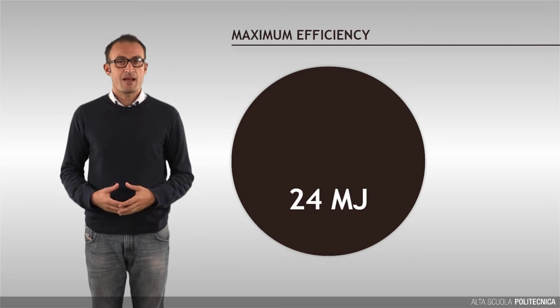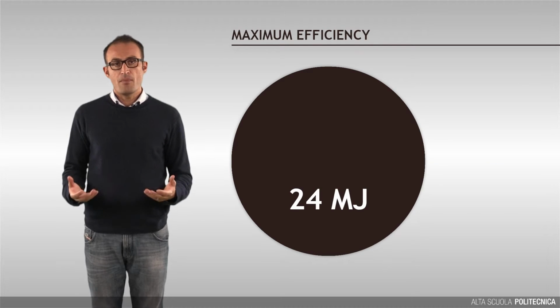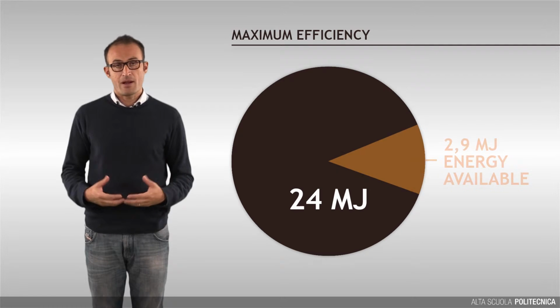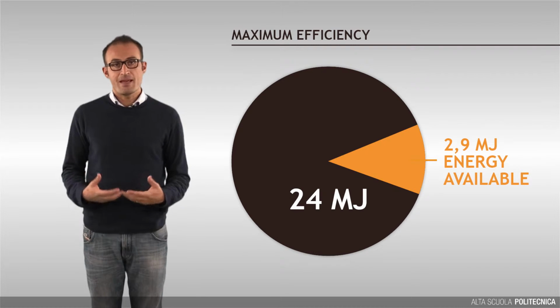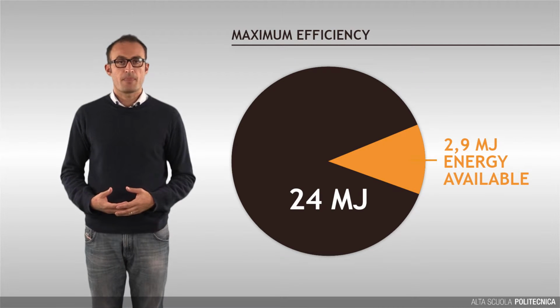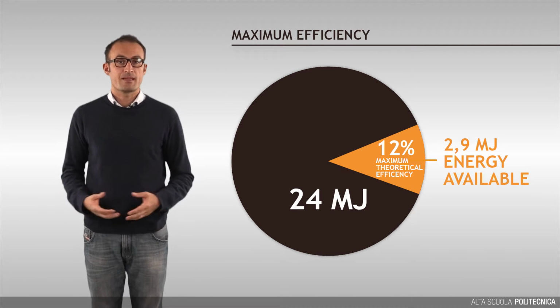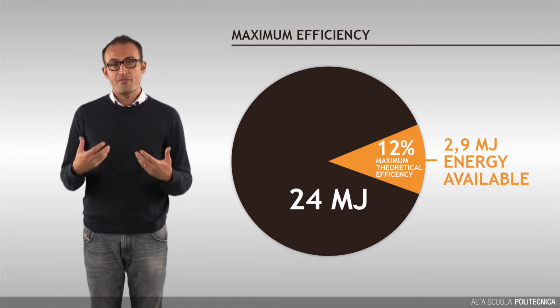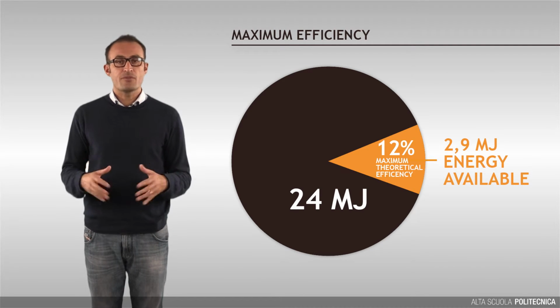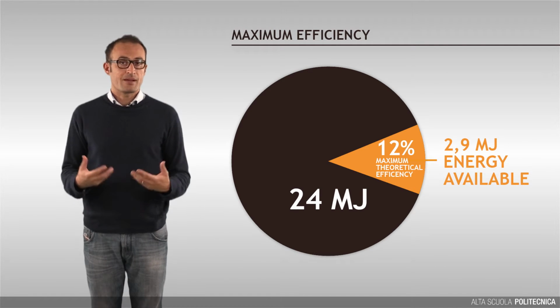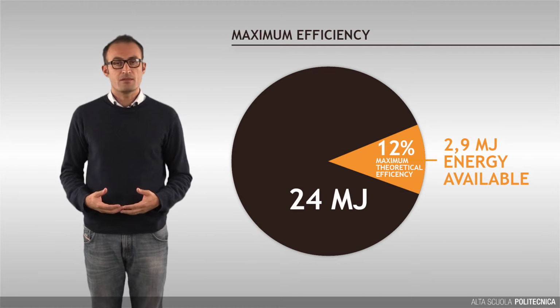From the other side, the synthesis of 1 mole of glucose makes available around 2.9 megajoule as theoretical reversible work. The maximum efficiency is therefore about 12%. This value should be further decreased to account for other losses, for example, respiratory and metabolic processes of the plant.